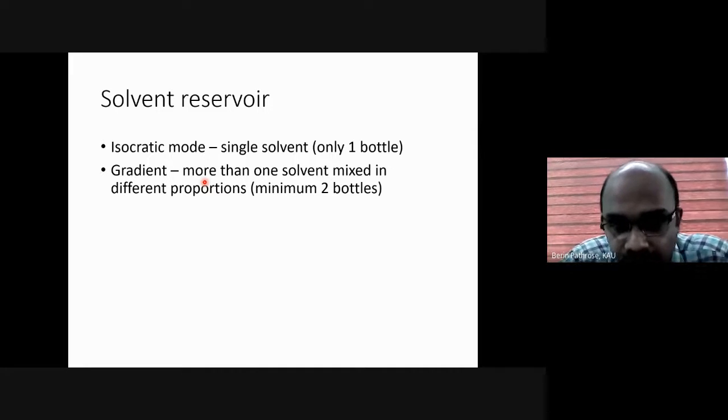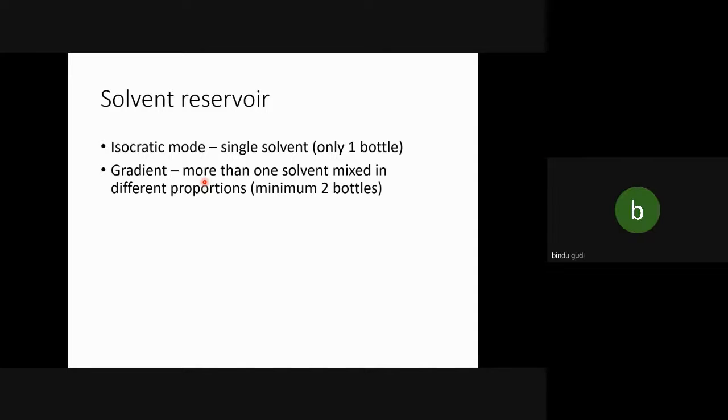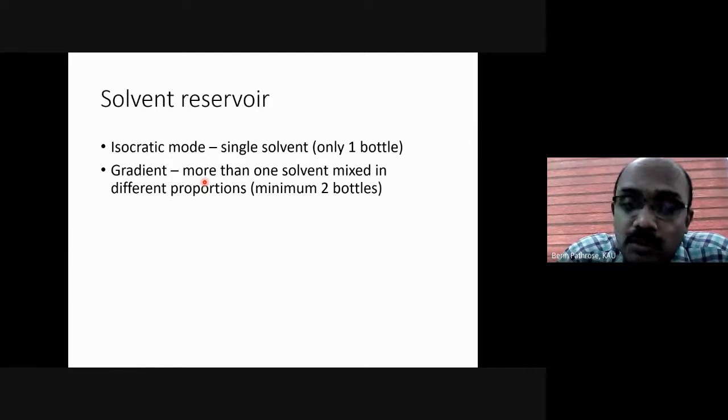Sir, whether we are using a single solvent or more? No, if it is a single solvent, we won't be using gradient mode.